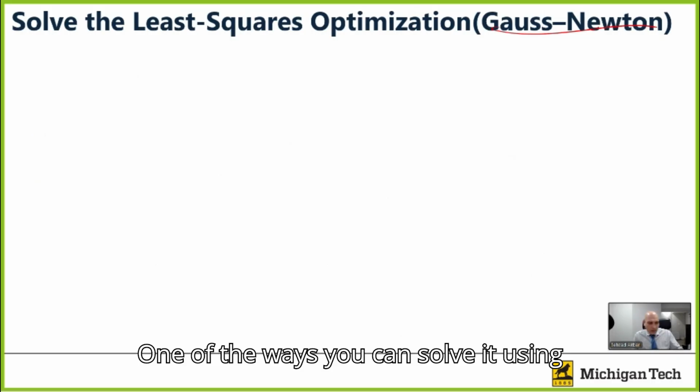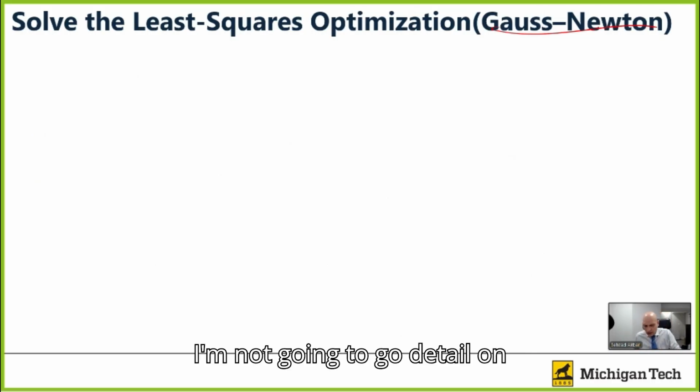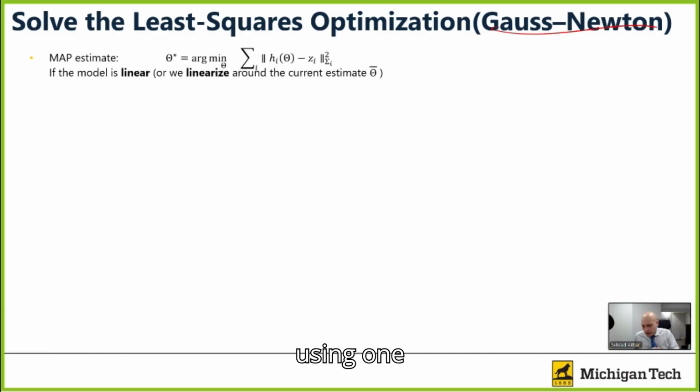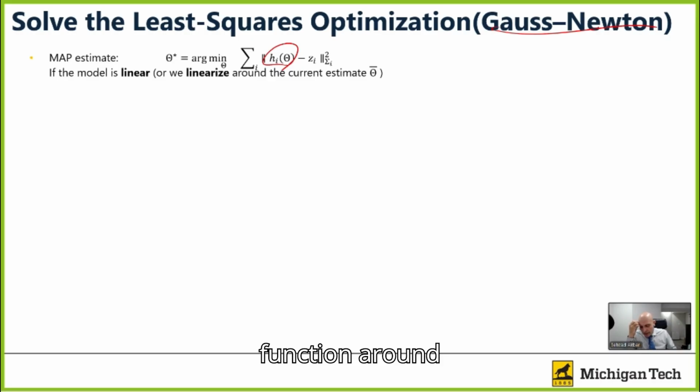One of the ways you can solve it is using Gauss-Newton. I'm not going to go into detail on Gauss-Newton, but normally it linearizes this h function around the current estimate.